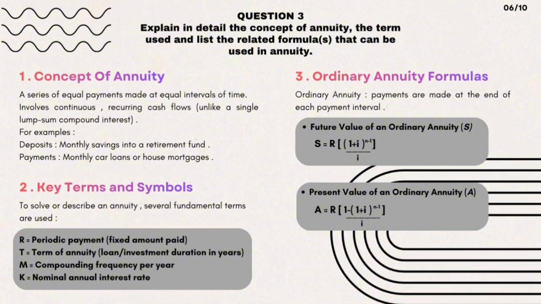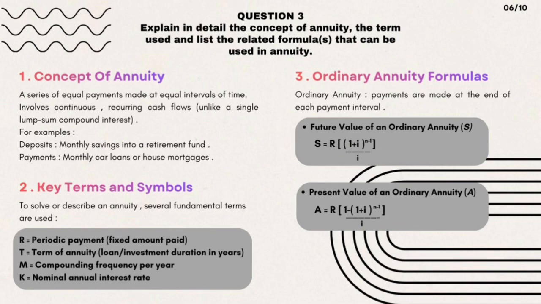Unlike a standard compound interest scenario, which only involves a single lump sum deposit growing over time, an annuity focuses on continuous and recurring cash flow. We see annuities everywhere in daily life. For instance, deposits such as making regular monthly savings into a retirement fund. We also see them in payments, such as paying off your monthly car loan or house mortgage.